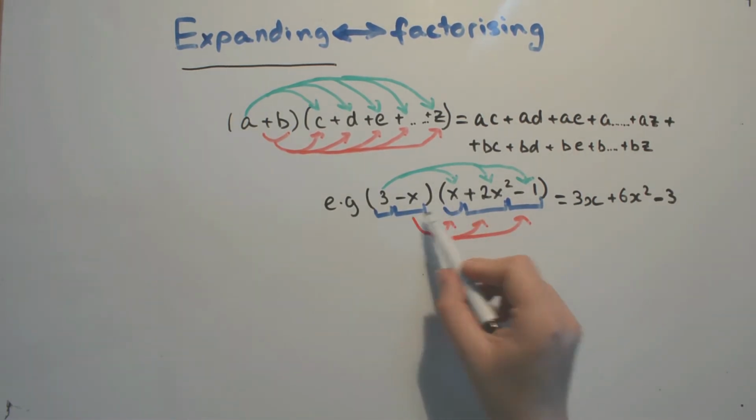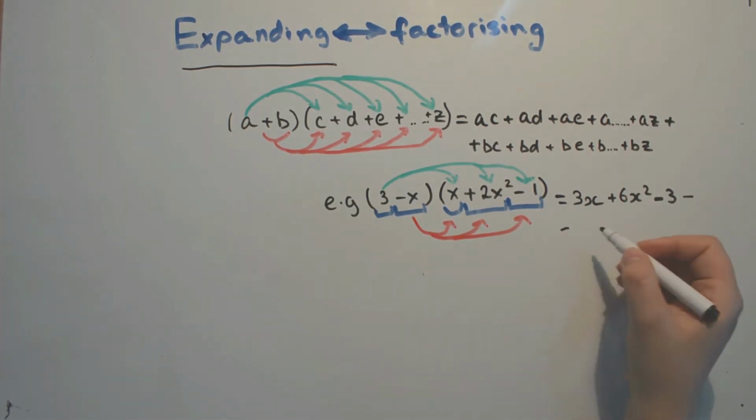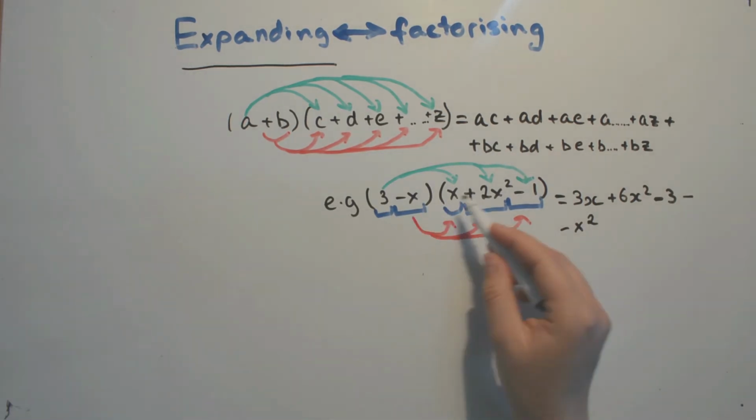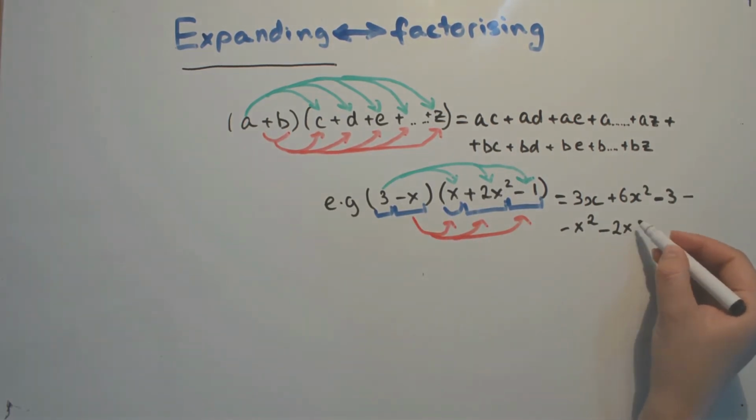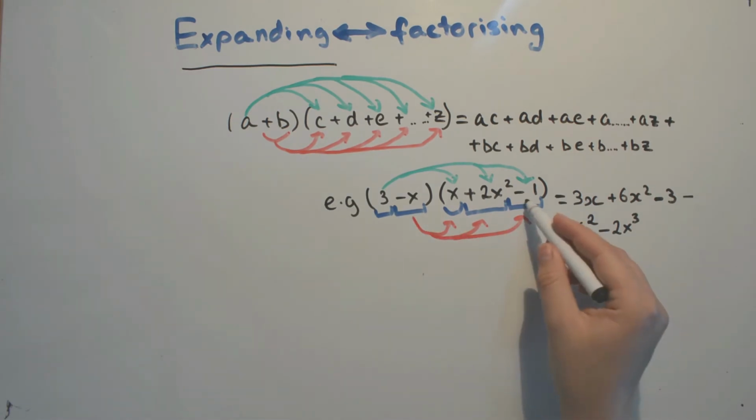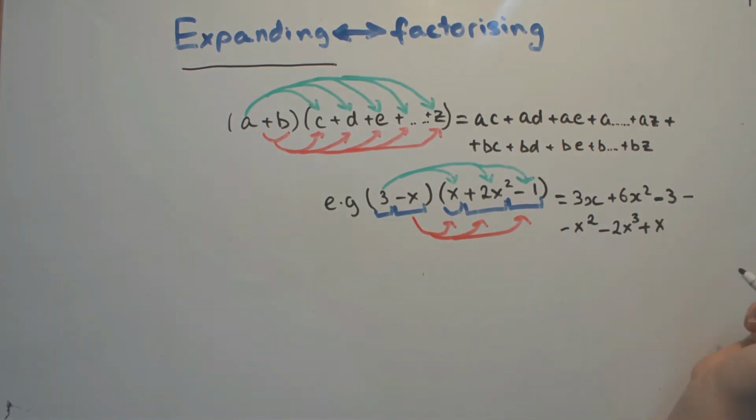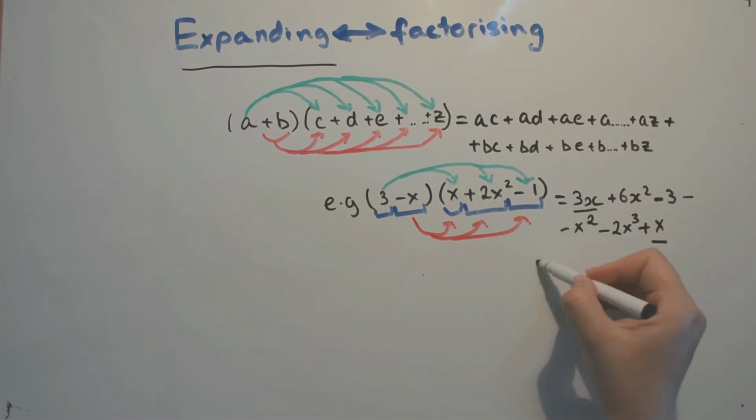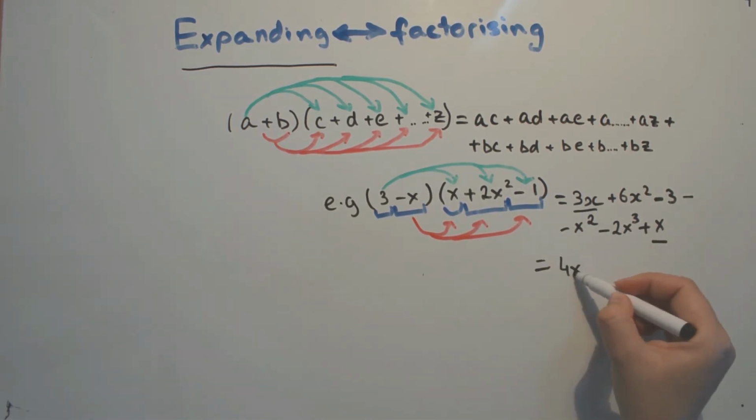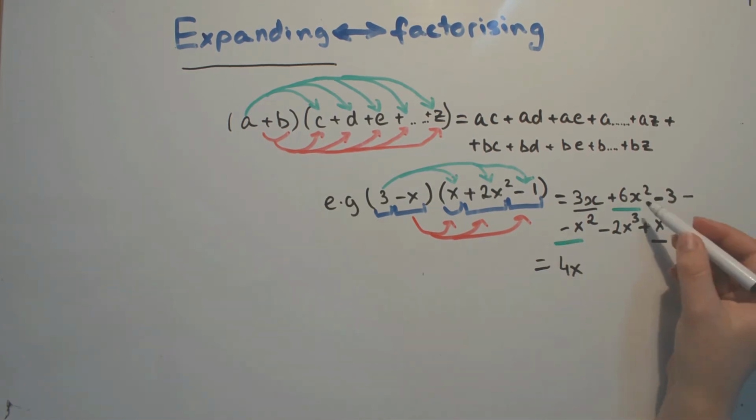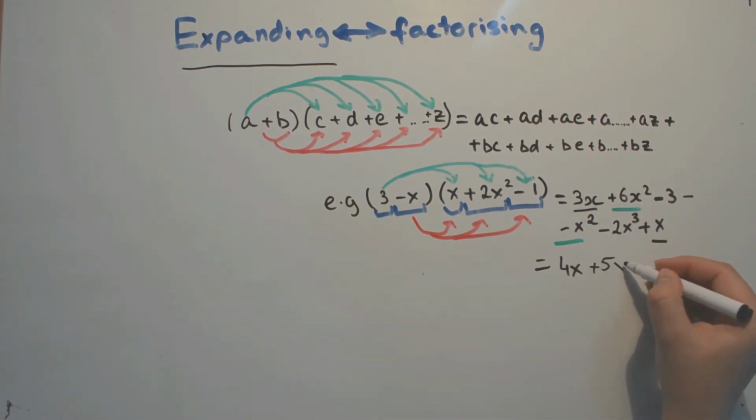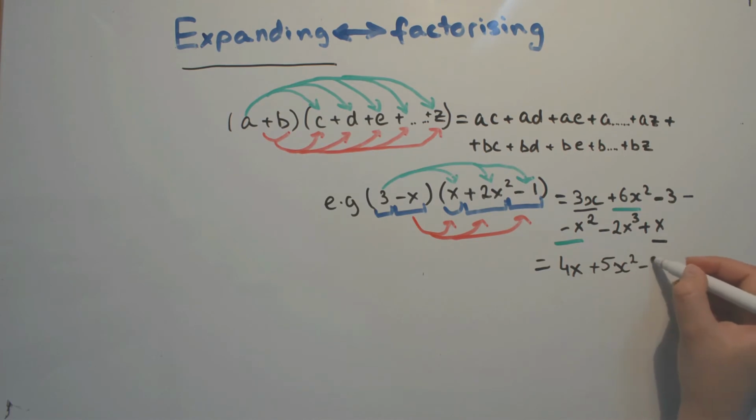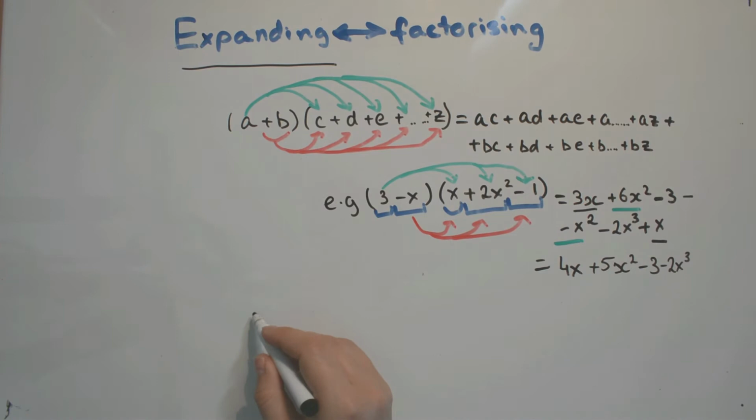And now we're looking at minus x times the second bracket, so we get minus x squared minus 2x cubed and then minus x times minus 1 gives you plus, so it's plus x. Again, if you have a look, you can see that there is two parts that just have x, so I can add those, it becomes 4x, and then there's also two parts that have x squared, so that becomes 5x squared, and then we have minus 3 and minus 2x cubed.